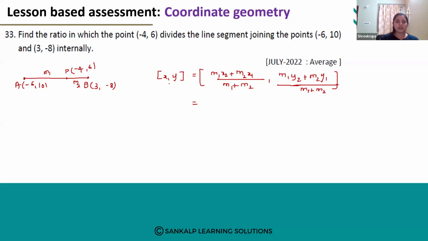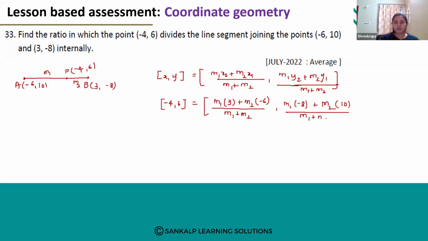Also, we have the values of x and y, which is (-4, 6), equal to m1, let's keep it as it is, x2 is 3, m2, x1 is -6, divided by m1 plus m2, comma, m1 is, we don't know m1, y2 is -8 plus m2, y1 is 10 divided by m1 plus m2.